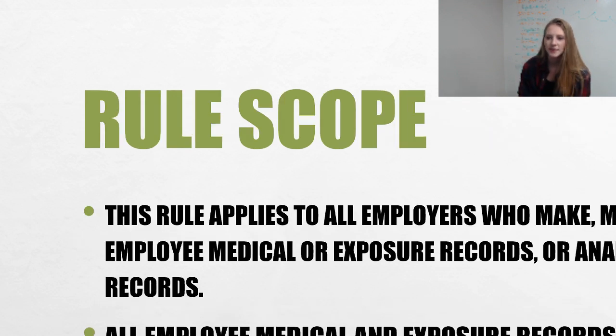So the rule scope: it applies to all employers who make, maintain, contract for, or have access to employee medical or exposure records, or analysis of employee medical or exposure records. All employee medical and exposure records are included, whether or not they are required by specific safety and health rules. Exposure records are any records, data, or measurements of employee exposure to chemicals or physical hazards or biological monitoring results.